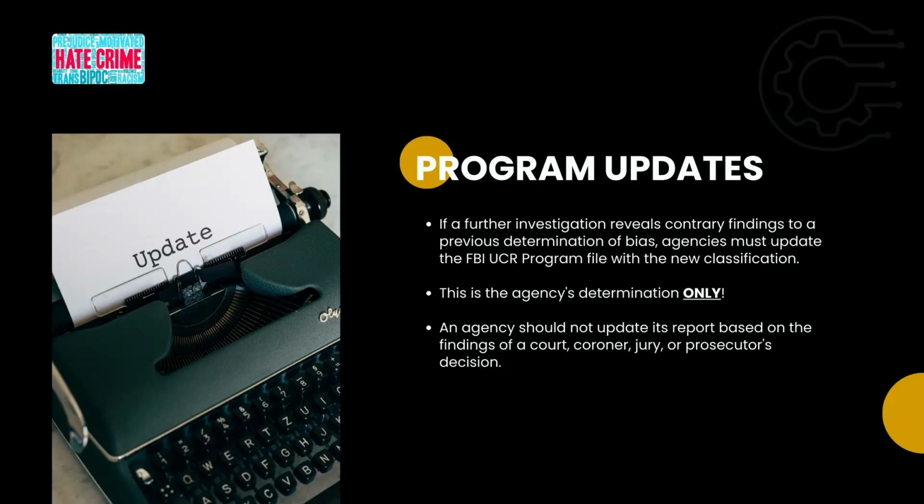If a further investigation reveals contrary findings to a previous determination of bias, agencies must update the FBI UCR Program file with the new classification. This update goes both ways. If no bias was initially reported and was later changed to a racial bias, an agency should update the UCR Program file. If an agency initially says a racial bias was involved, and later changes this to a religious bias, this change also needs to be reported to the FBI UCR program.